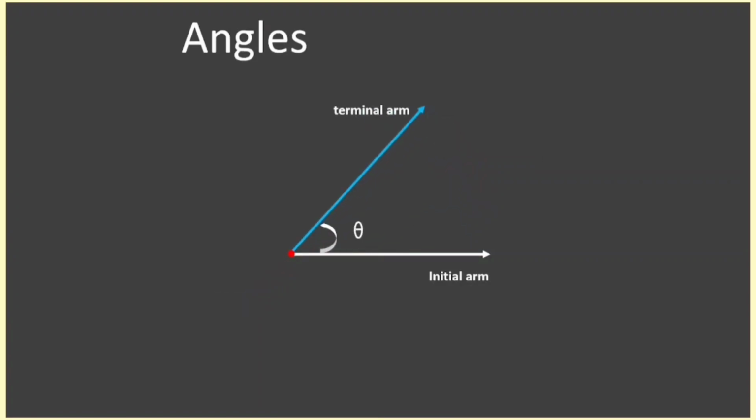An angle is represented by the symbol theta. Theta has two parts: one is the value and the other is the unit. The value says the magnitude or the size of the angle, and the unit says the scale in which the angle is measured. The unit may be expressed either in degrees or in radians.